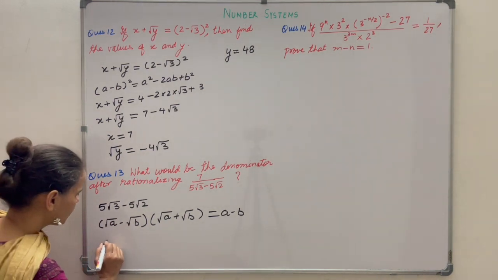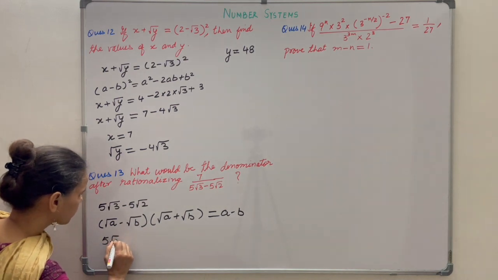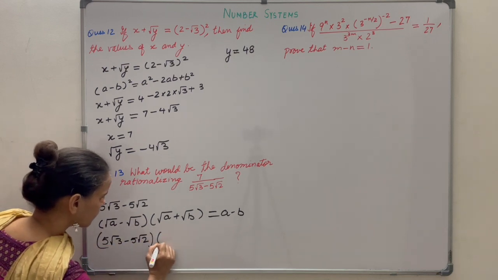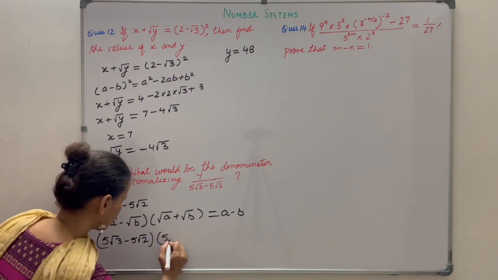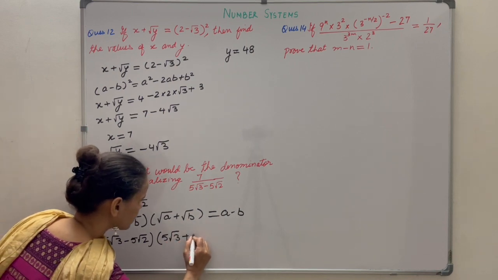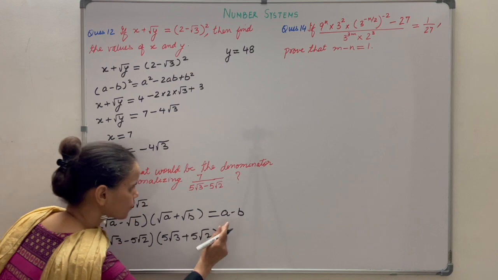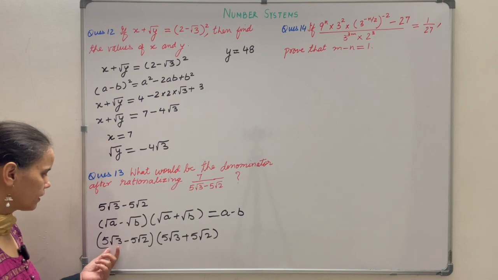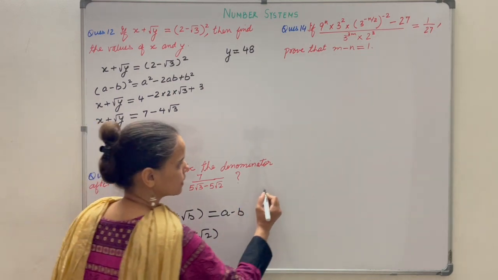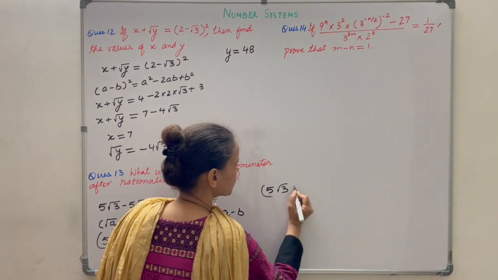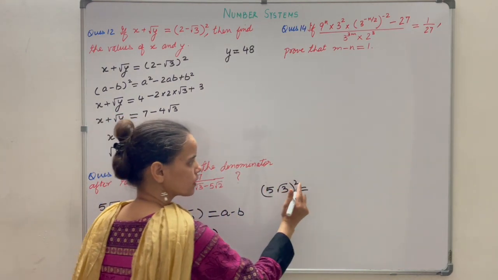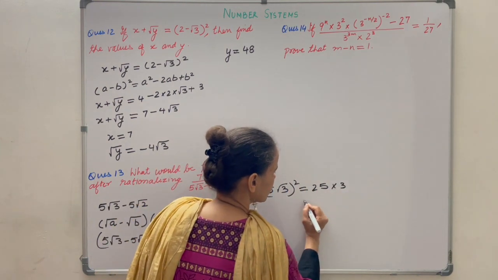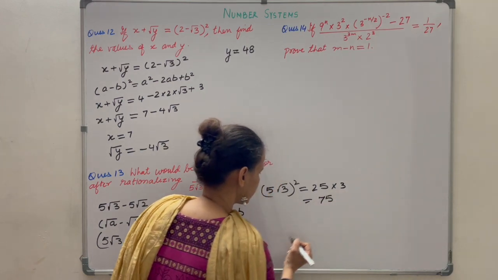So let us solve. You have 5 root 3 minus 5 root 2. We will multiply this with its conjugate. So we will write 5 root 3 plus 5 root 2. So you will get a rational number. We have to take the square of this number, 5 root 3. So 5 square is what? 25, and root 3 square is 3. So 25 into 3 you will get 75.